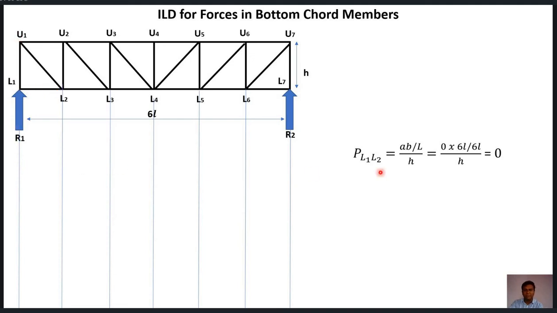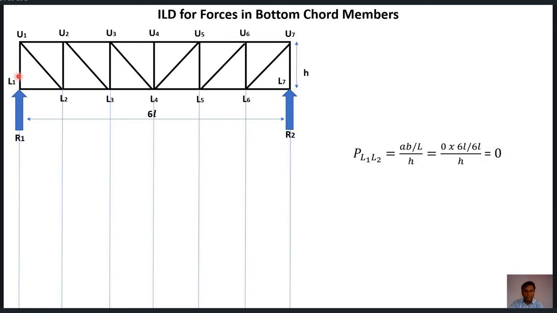But if you see its magnitude now, here A is equal to 0 in this case and B is equal to 6L in this case. Therefore, the member force PL1L2 becomes 0 in this case. So here we can say that when the unit load moves from L1 to L7, at every position of the unit load, everywhere you can find PL1L2 will be equal to 0.